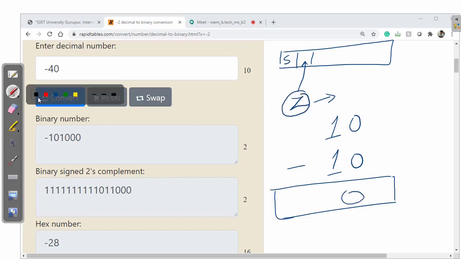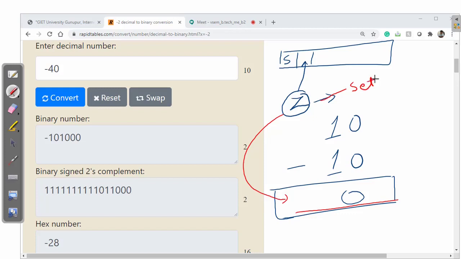This flag is a very special flag. It will check the result. If in the result all values are zeros, then this bit will be set. Set means 1. And if you find any non-zero value, non-zero means anywhere if you find a 1, then this flag will be reset. I hope now it's clear to everyone.